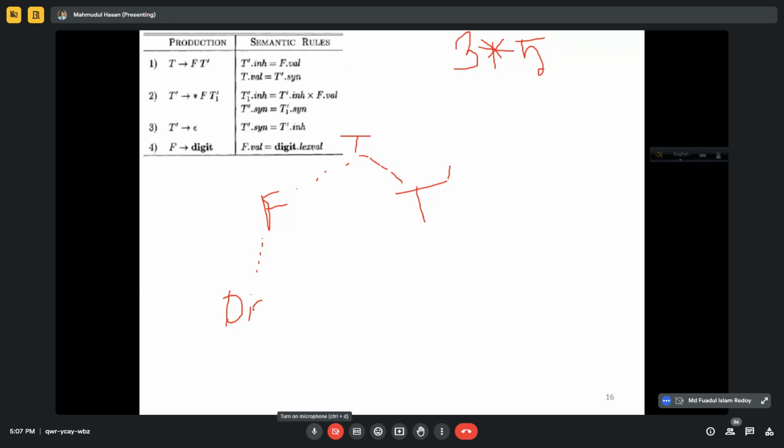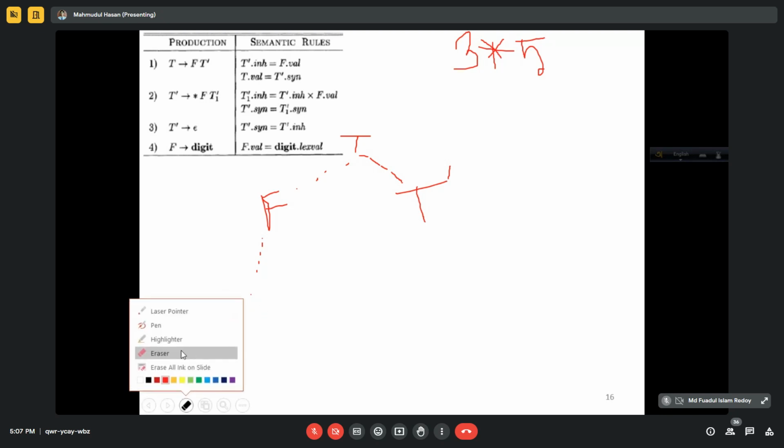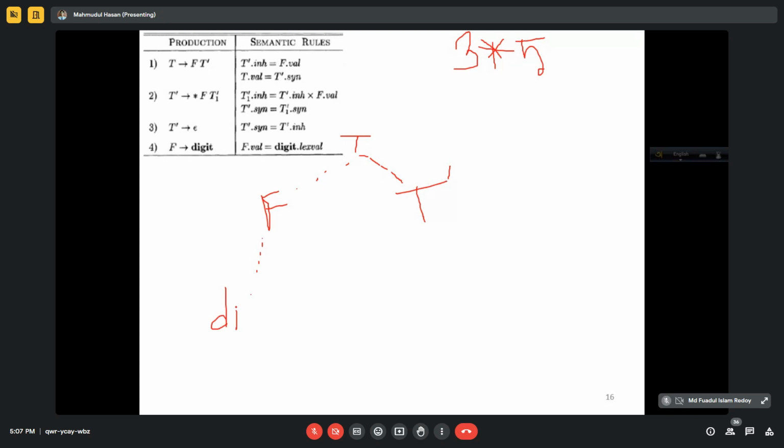Because our main goal is not the parse tree, our main goal is the dependency graph, and for the dependency we will use a solid line to differentiate it from the parse tree. That's why we use both solid lines and dotted lines. Okay, then this one. Oh sorry sir, okay, no problem, just a minute.